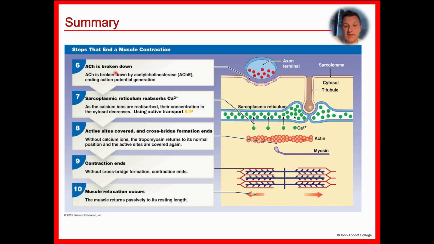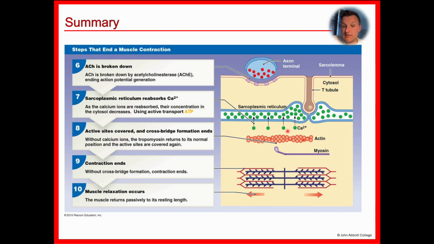Well, acetylcholine is broken down, right? Over here, we released a bunch of acetylcholine, and all of a sudden, though, it's broken down and there's no more, right? Acetylcholinesterase will help to break down that acetylcholine. That will end the action potential generated over here, no more action potential down the T tubule. So in the sarcoplasmic reticulum, there's no more calcium that's being released.